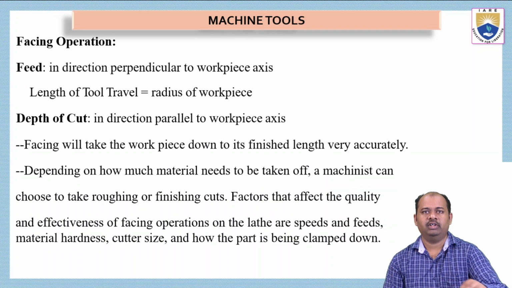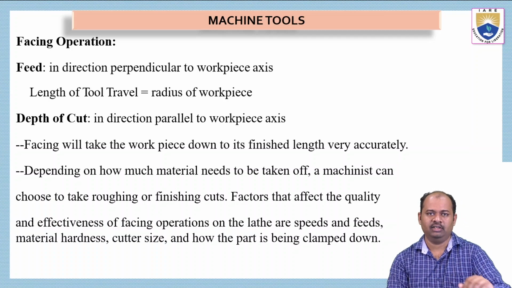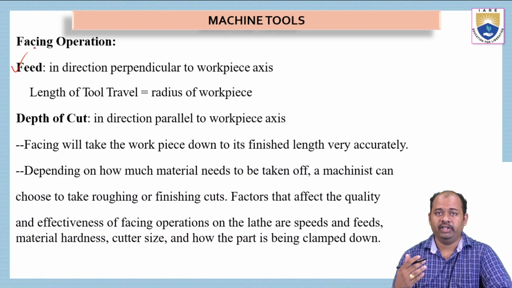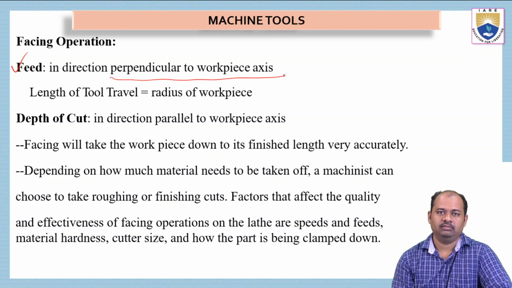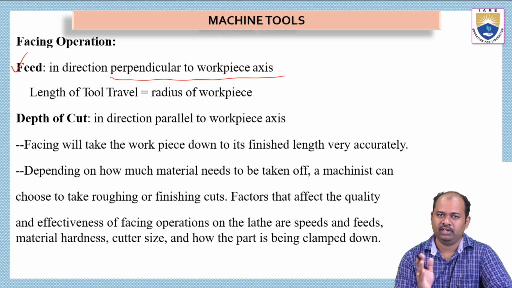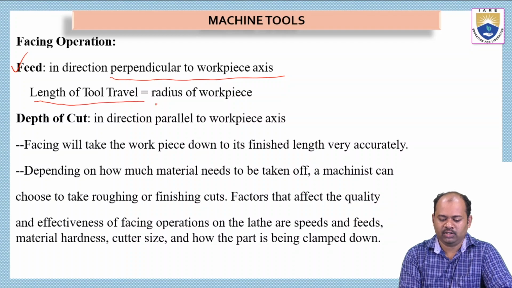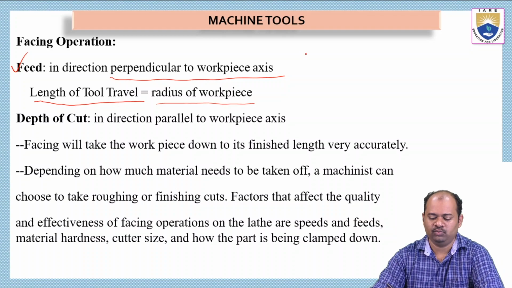And then some important parameters that are related to facing operations are feed. If you want to know how the feed is given in the case of this facing operation, the feed should be given in the direction perpendicular to the workpiece axis. So the feed should be given perpendicular only. That means we have to give the depth of cut. And then we have to see that the length of the tool travel is equal to the radius of the workpiece. So how much length the tool has to move.